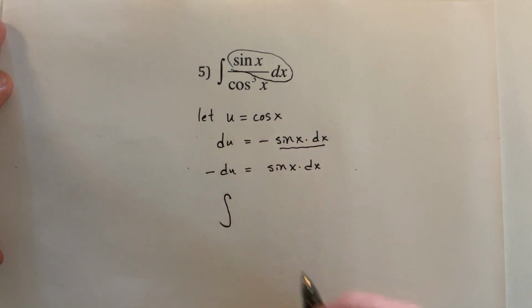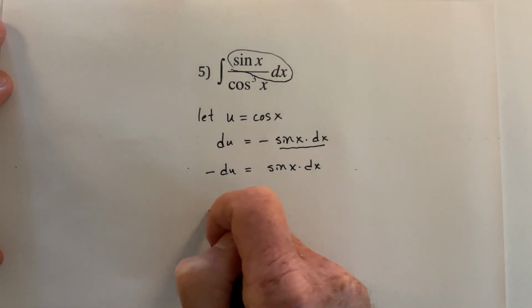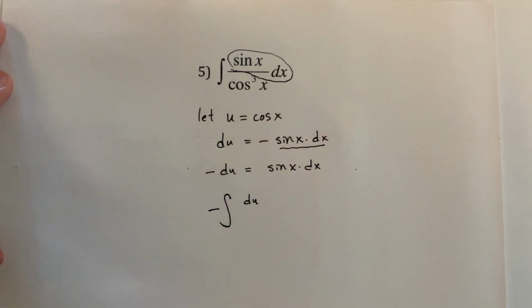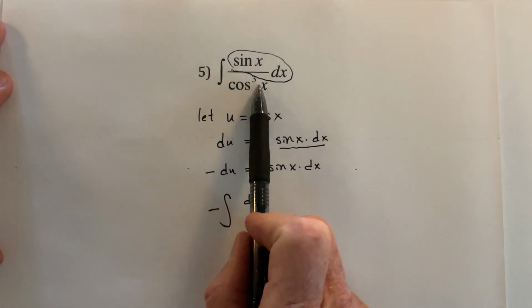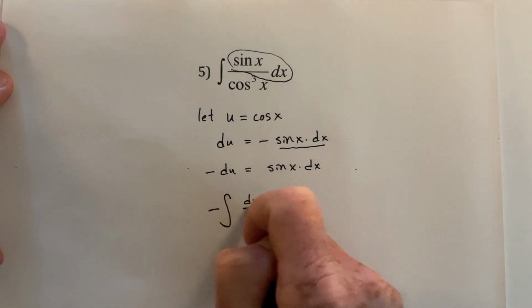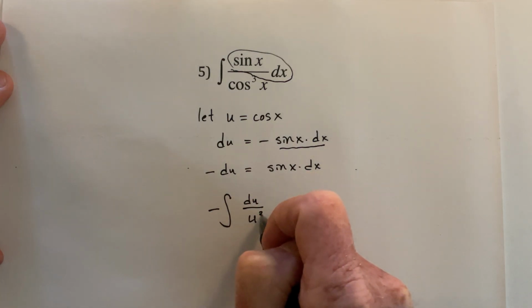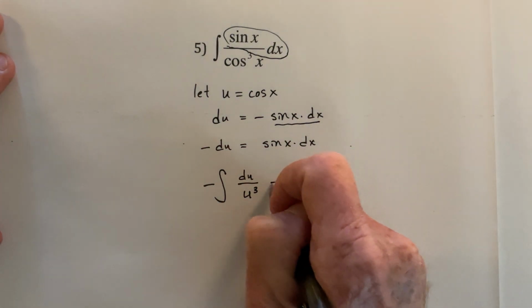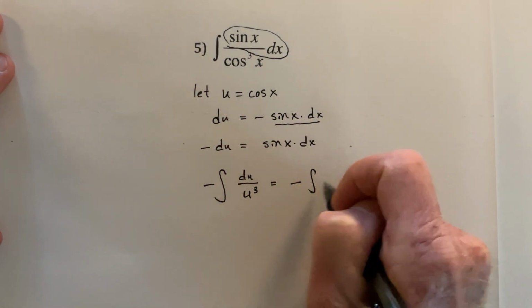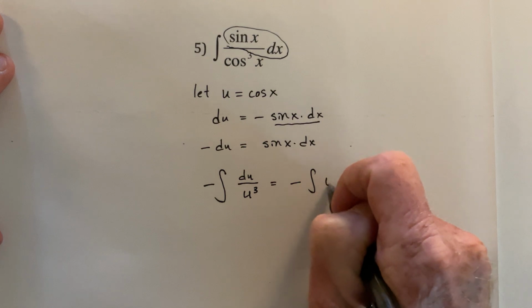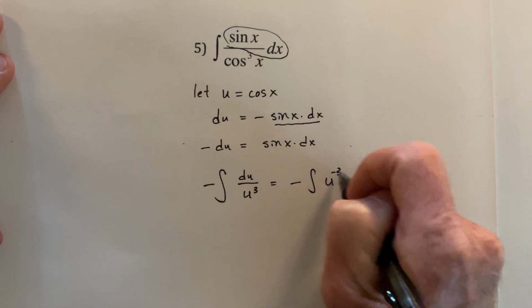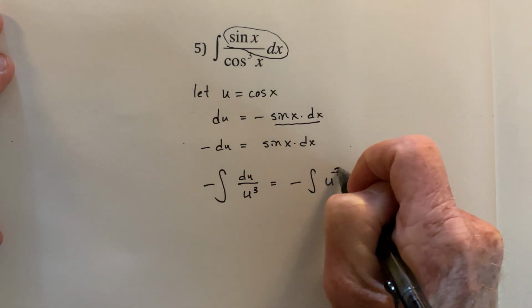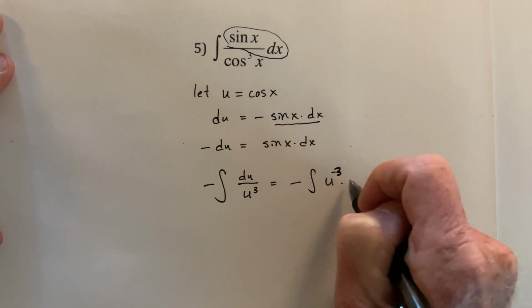So I can say that means that the top will be negative du, and for the negative I'm just going to factor it out. And then this is u being cubed. All right, now I just need to find the antiderivative, so there's going to be negative, and then I'm going to rewrite u cubed. Instead of it being on the bottom of a fraction, I'll just rewrite it with a negative exponent.